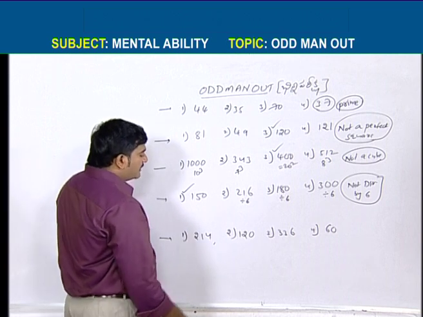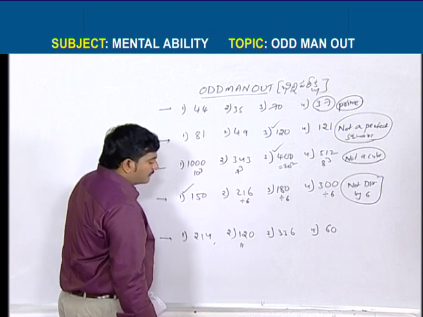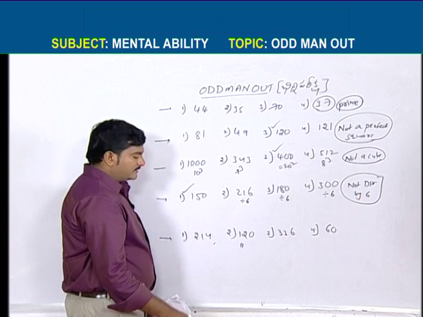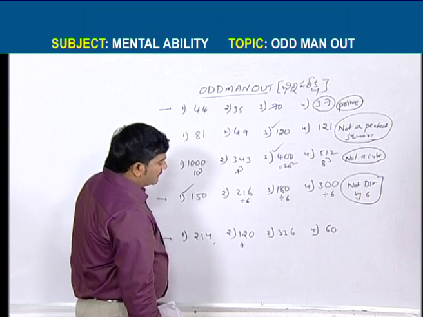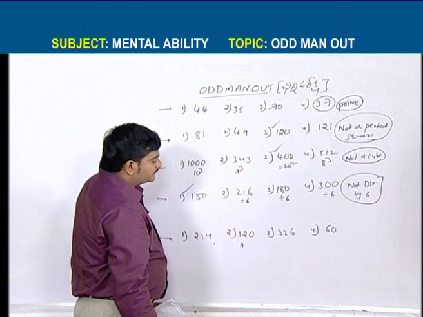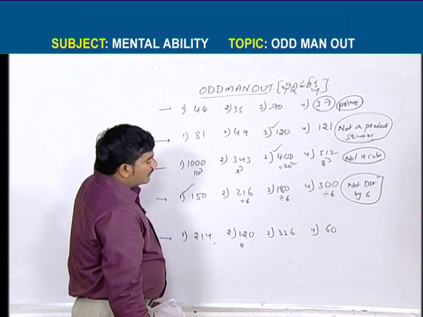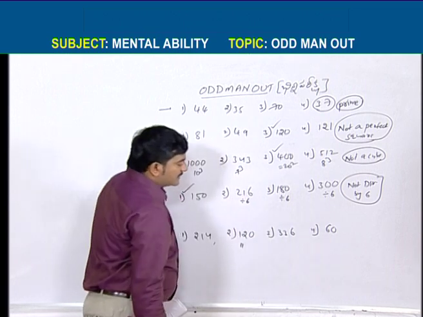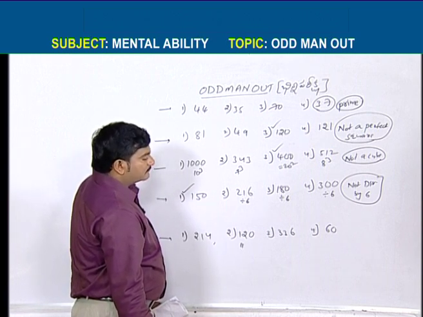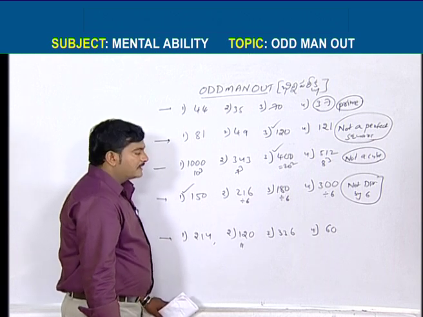If you observe here, 120 can be written as 11 square minus 1, that is 121 minus 1. What about 336? Is it a square of something? No. What about 60? 60 can be written as 8 square minus 4, since 6 square is 36, 7 square is 49, 8 square is 64. Are you getting?